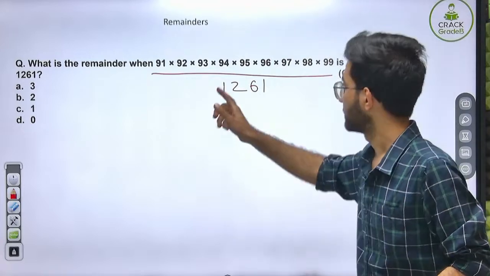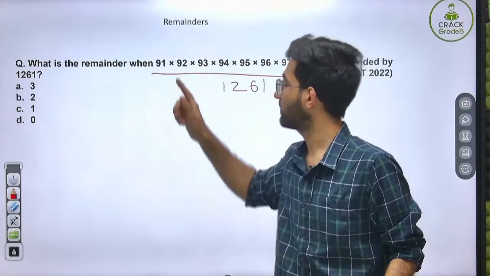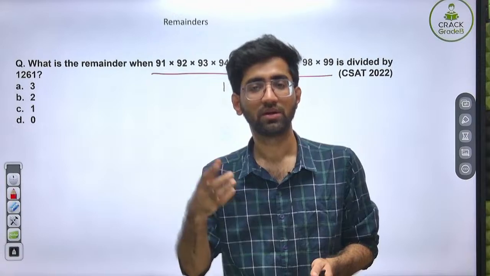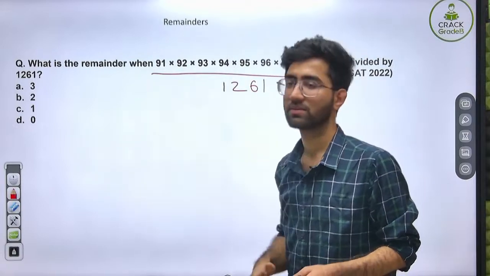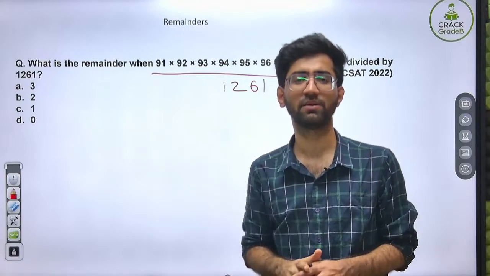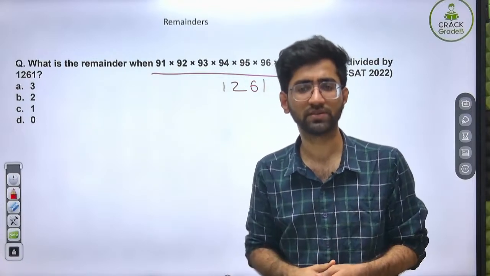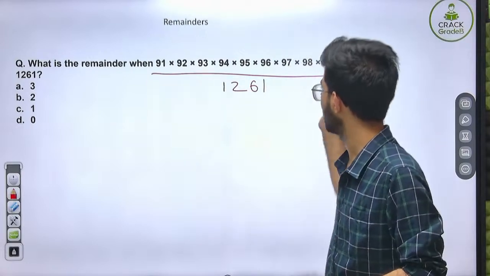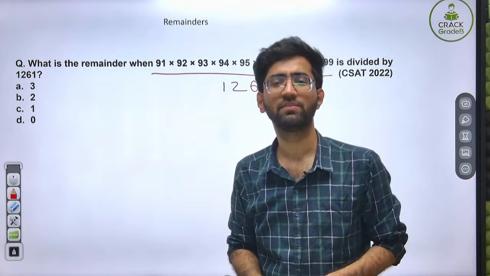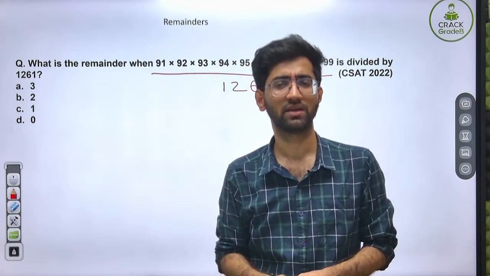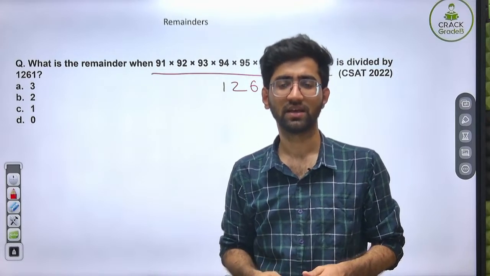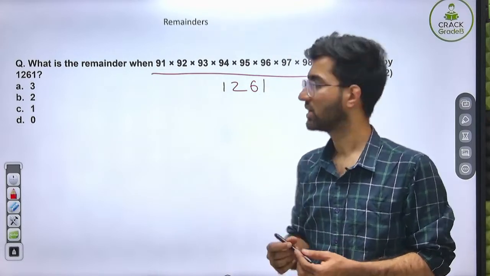So tell me, will you be able to multiply all of these numbers? Do you have that kind of time to multiply all of these numbers and then divide that number by 1261? That is not feasible. You will waste your time. You will have to invest 20-25 minutes to solve one question. You don't have that kind of bandwidth in a competitive examination like CSAT, right? So what should be our approach? Our approach should be simple.